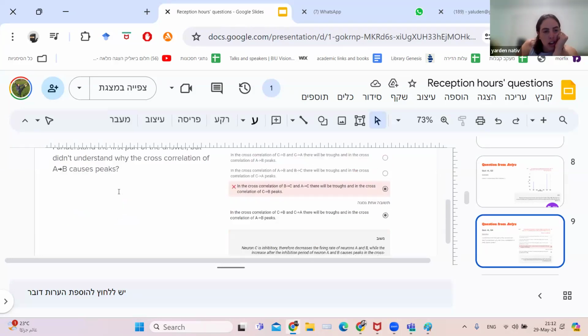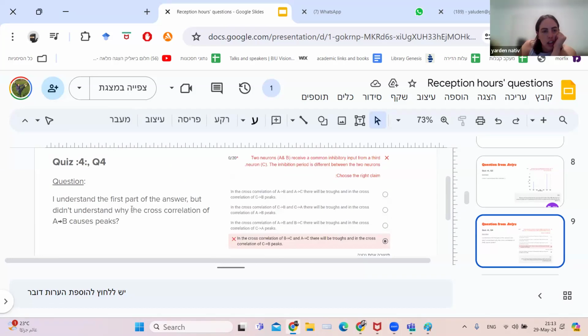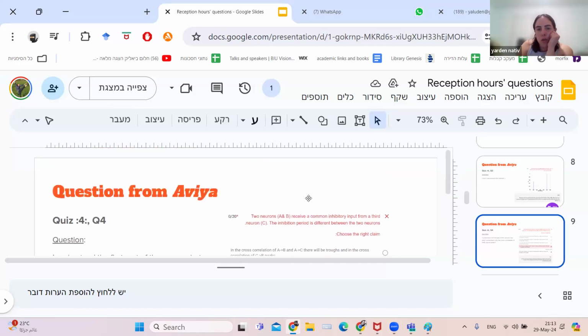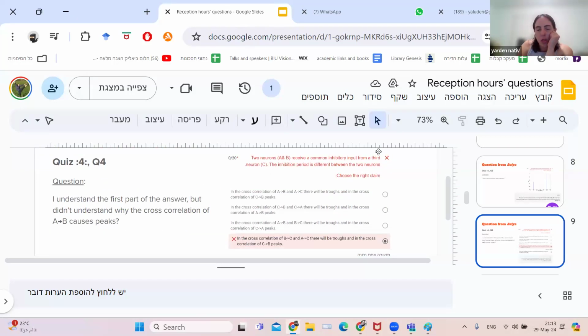Okay. I understand the first part of the answer, but didn't understand why the cross correlation of A to B causes peaks. So we have the 2 neurons A and B, which receive a common inhibitory input from a third neuron. The inhibition period is different between the 2 neurons.